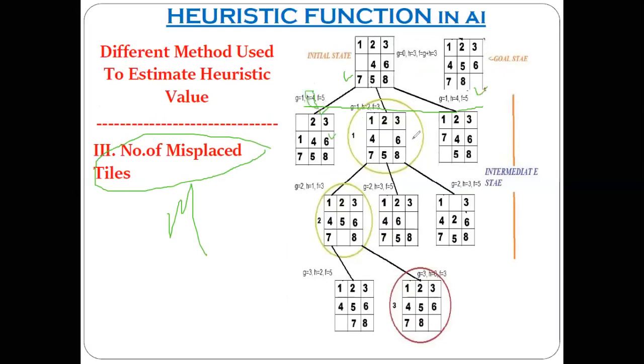Similarly, the AI agent will compare this state with the goal state, then he will get the heuristic value 2. And also we will compare this state with the goal state and he will get the heuristic value as 4. So here is the 4, here is the 2, here is the 4. Then which one is better? Definitely this one is better, and that's why our AI agent will choose this node only to go onwards.